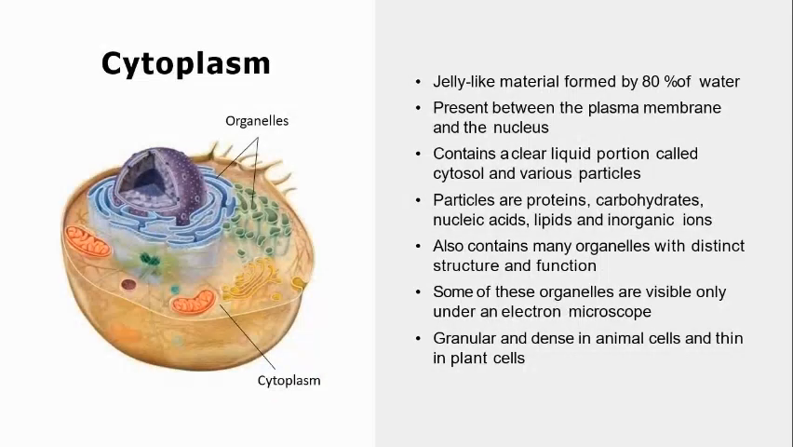Next one is the cytoplasm. The cytoplasm is the jelly-like material formed by 80% of water. Present between the plasma membrane and the nucleus, it contains a clear liquid portion called the cytosol and various particles. The cytosol is the liquid found inside of cells, and it is the water-based solution in which organelles, proteins, and other cell structures float.